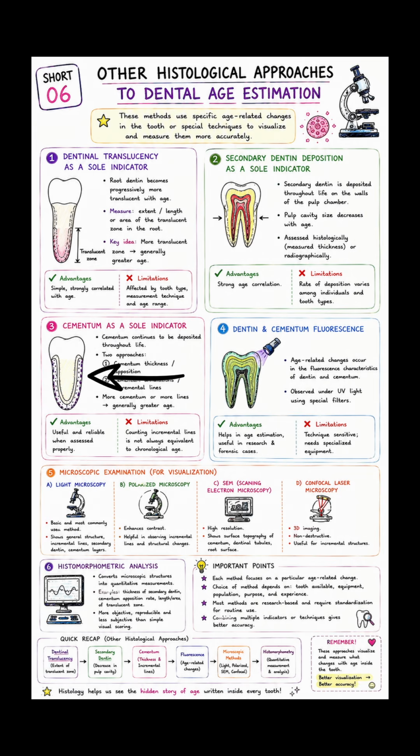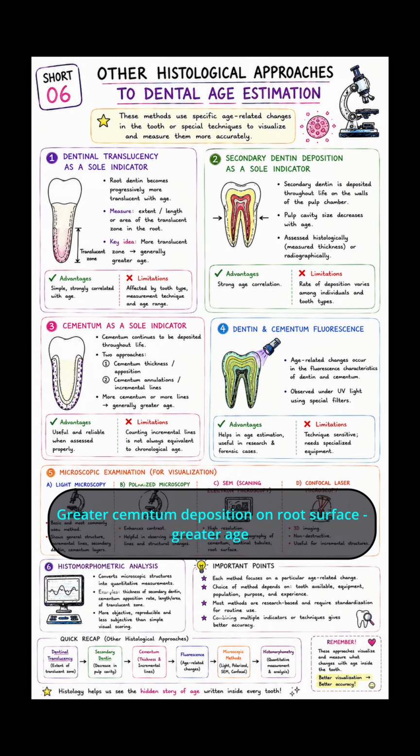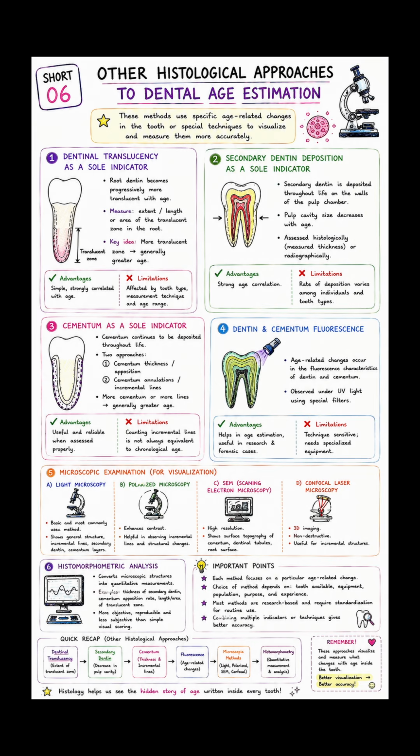Third is cementum. Cementum continues to be deposited on the root throughout life, so age can be estimated by assessing cementum thickness or by counting incremental lines, which is also called cementum annulations. But remember, counting cementum lines does not always correspond exactly to chronological age, so standardization is important.